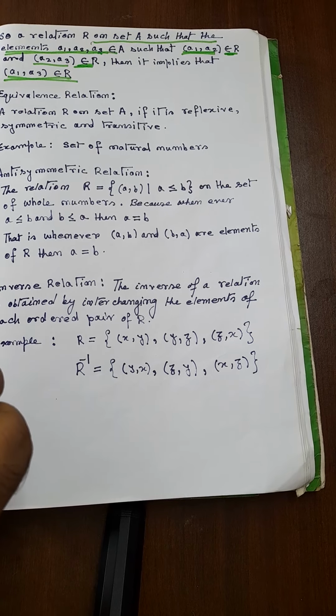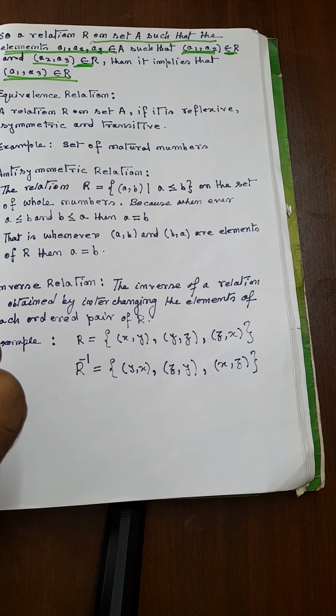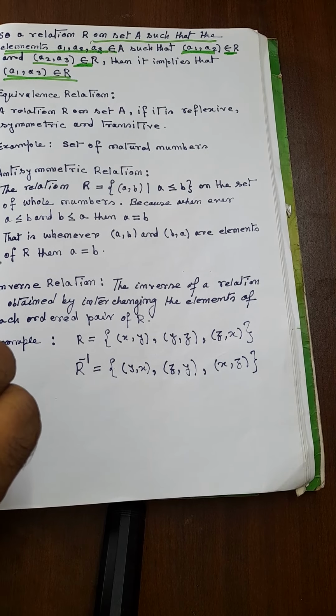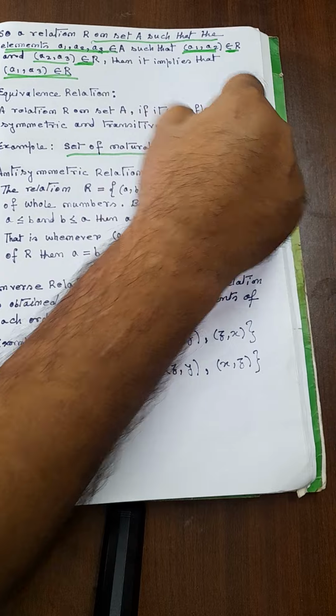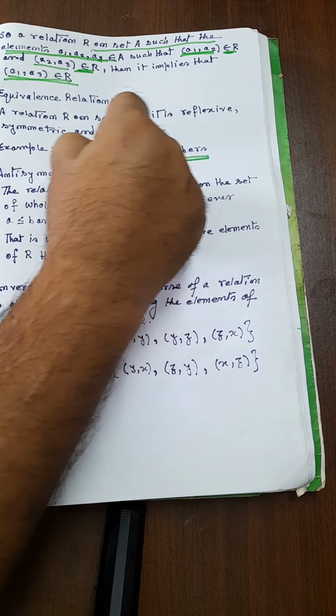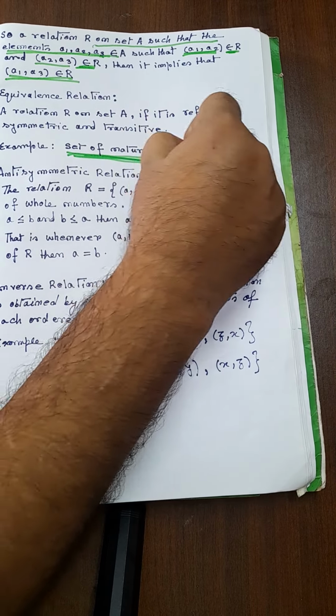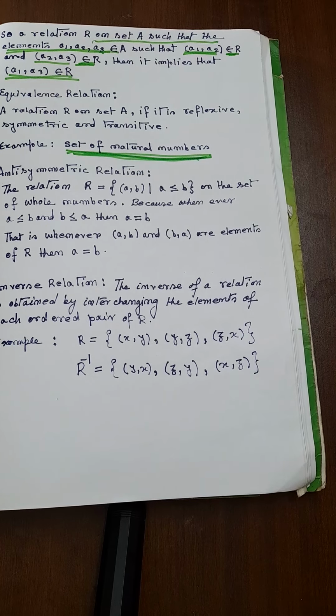Now what is an equivalence relation? A relation R on set A is an equivalence relation if it is reflexive, symmetric and transitive. For the set of all natural numbers, we can say the relation is reflexive, symmetric and transitive.